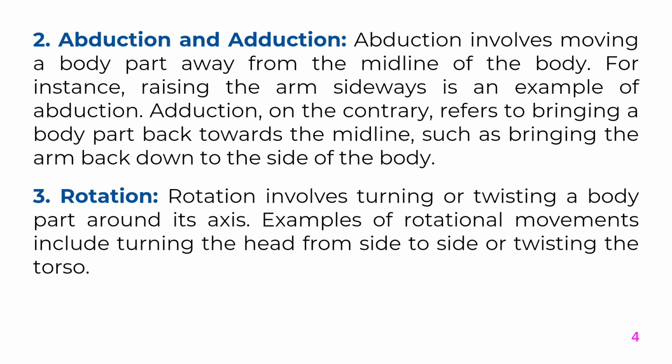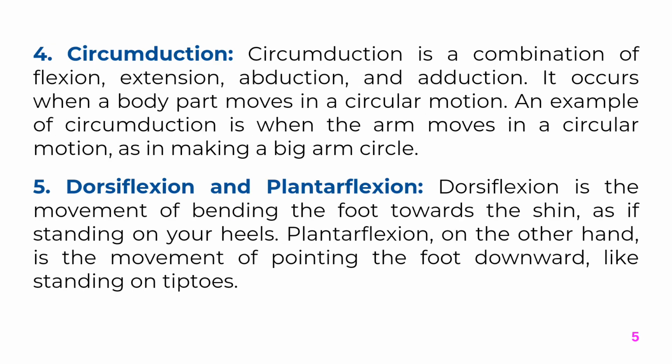3. Rotation. Rotation involves turning or twisting a body part around its axis. Examples of rotational movements include turning the head from side to side or twisting the torso. 4. Circumduction. Circumduction is a combination of flexion, extension, abduction, and adduction. It occurs when a body part moves in a circular motion. An example of circumduction is when the arm moves in a circular motion, as in making a big arm circle.